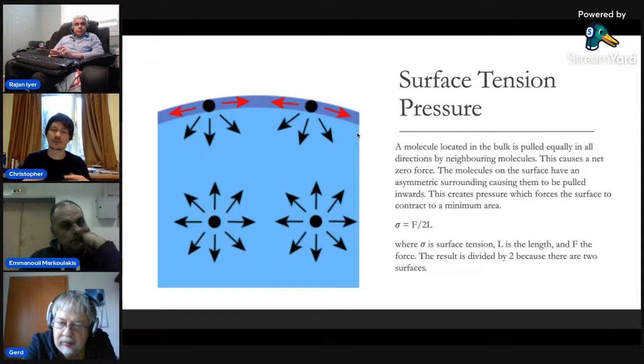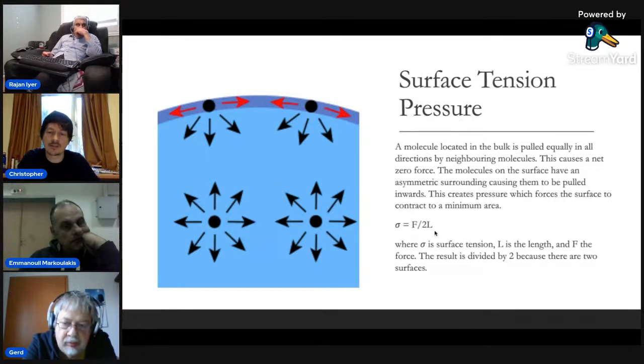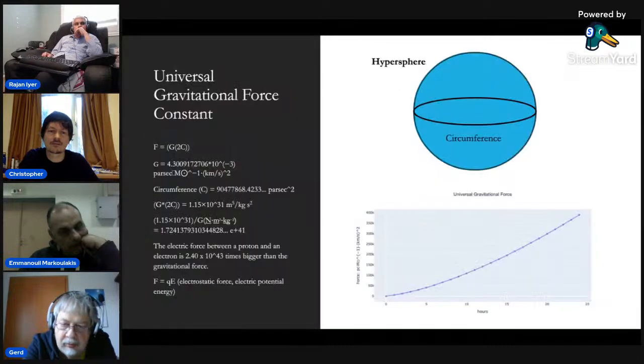So there's a force acting on them, which causes the area to be minimized, the surface area. And that can be described in this equation, where sigma is the surface tension, L is the length, let's say, of the container at the bottom here. And it needs to be divided by 2 because there are 2 surfaces.